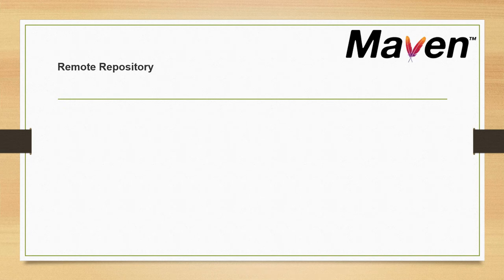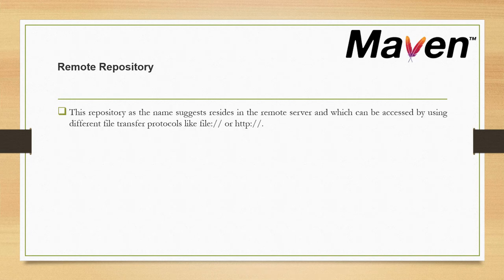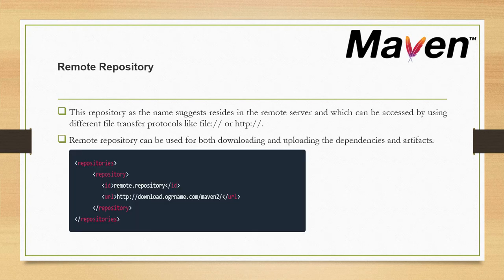Now let's try to understand what is a remote repository. This repository, as the name suggests, resides on a remote server, and can be accessed by using different protocols like file or HTTP. A remote repository can be used for both downloading and uploading dependencies and artifacts.